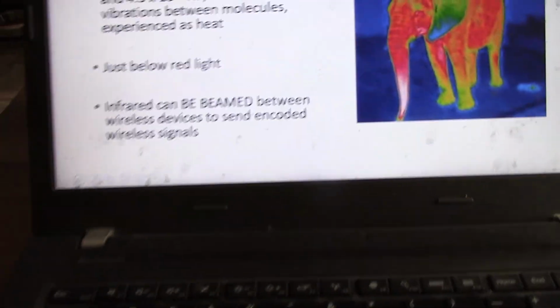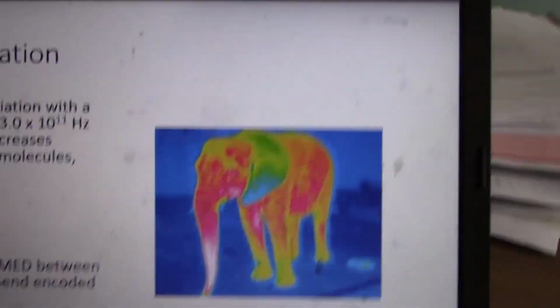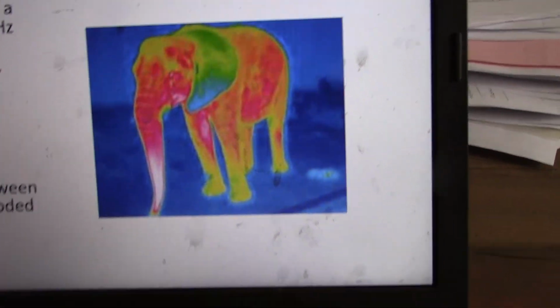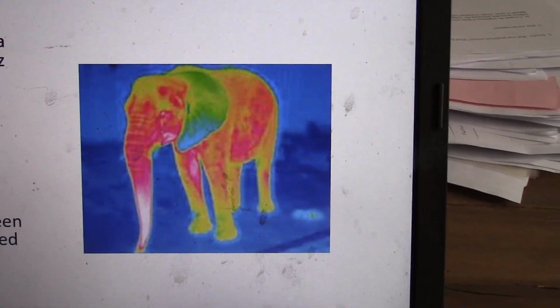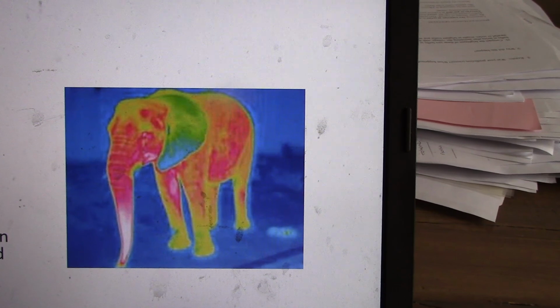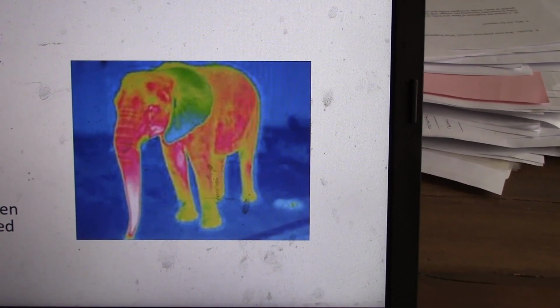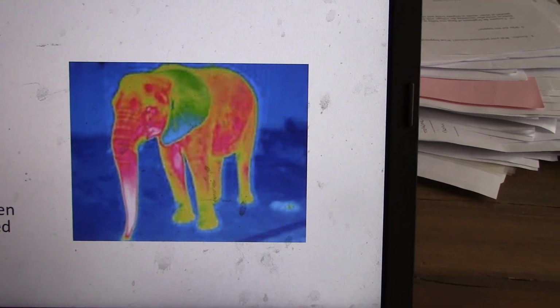Okay, so microwaves, infrared, we observe this as heat, right? So you can see this is an infrared image of an elephant. The ears are a lot cooler because they use that to cool their body. Right, the red indicates a higher concentration of infrared radiation.